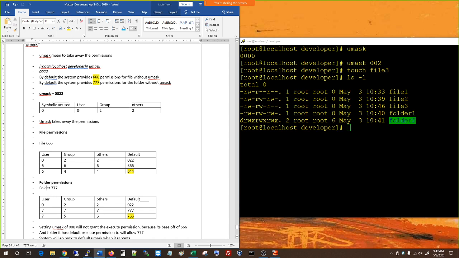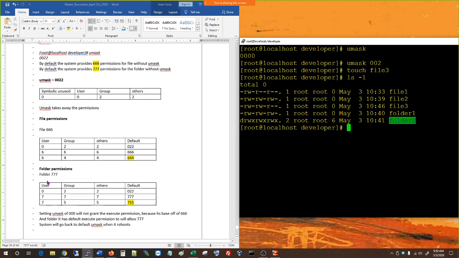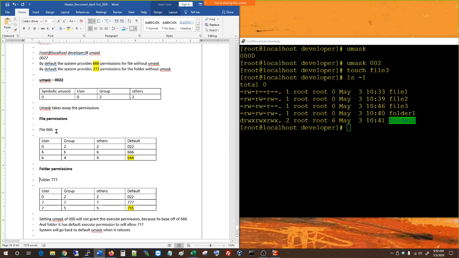No, I'm good. Okay. But you understood what a UMask is, right? UMask is for permission for folders. It's out of 7 for folders, and for files it's out of 6. And a file would never have a 7 permission by default here. You have to manually give it to the file.